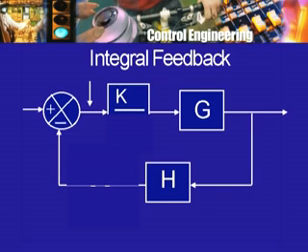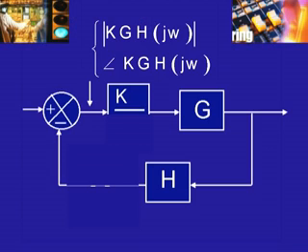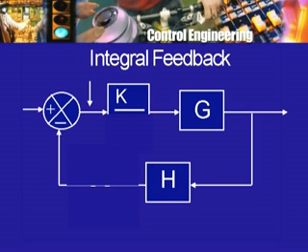And if the signal is sinusoidal, then what we are discussing right now will hold, namely I may put the K here also. If I look at the modulus of K GH at j omega, then that will be the ratio of the amplitude of the sinusoidal signal here divided by the amplitude of the sinusoidal signal here.